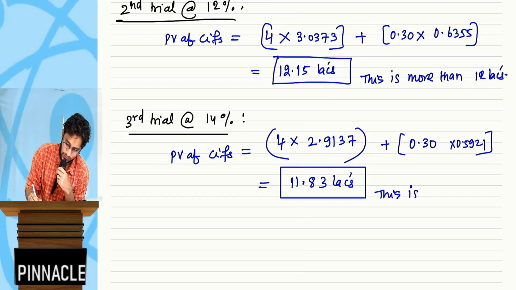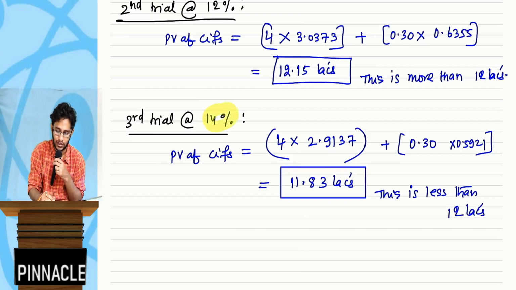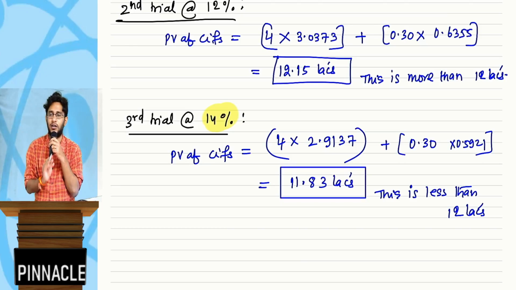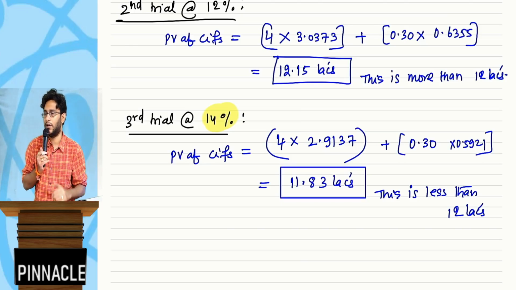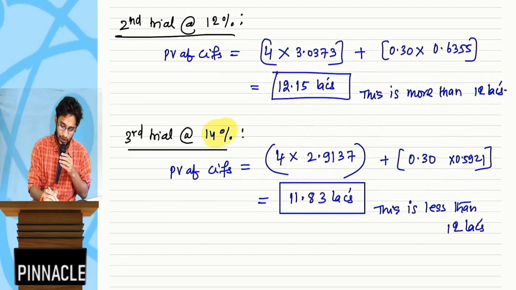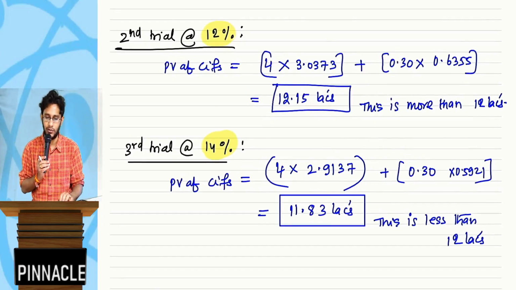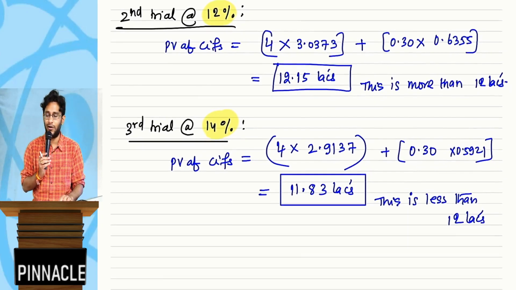This is less than 12 lakhs. Meaning you unnecessarily discounted it with a higher rate. Don't do this much reduction. You came below 12, so it is not 14. My answer is less than 14, but at the same time my answer is more than 12% also. So my answer is somewhere in between 12 and 14. What is there, sir? 13.